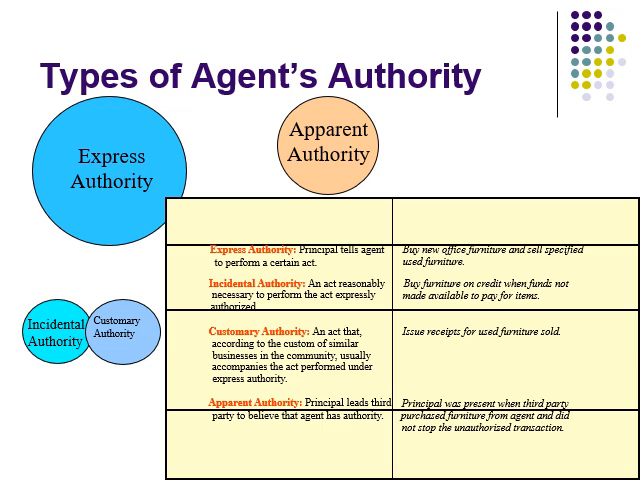In that case, the principal, if they saw this unauthorized act and didn't say anything to the third person who was buying this furniture in this store that the agent didn't have the authority to sell, the principal, by not doing anything, has ratified or agreed to the unauthorized act. So that would be apparent authority. As long as the agent has some type of authority, that's enough to bind the principal.